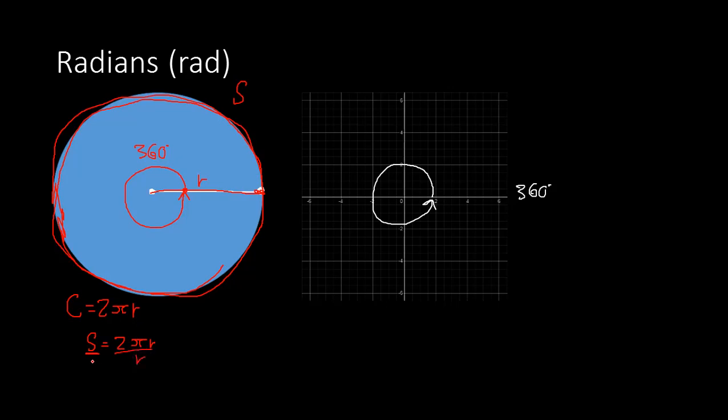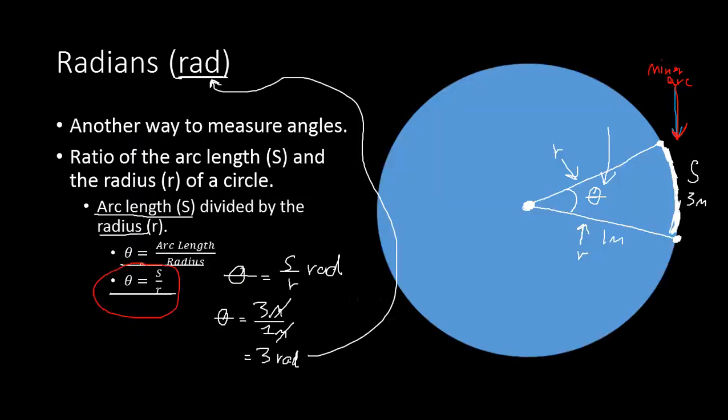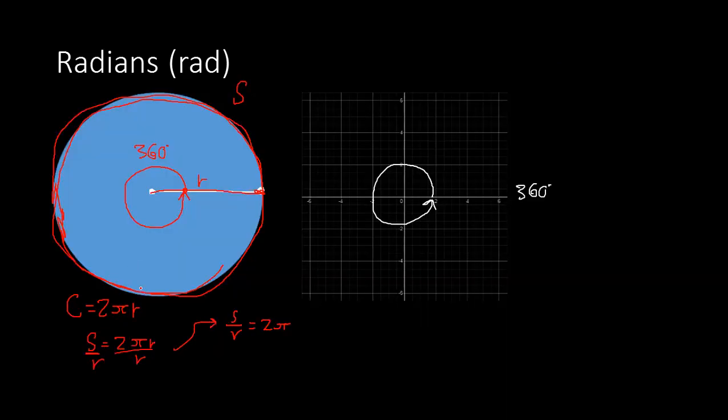Now divide both sides by r. So you will have S over r is equal to 2 pi. Remember that S over r is equal to theta. Therefore, we substitute theta for S over r, so you have an angle of 2 pi. Since we're now referring to an angle, don't forget the radians. So we can say that 360 degrees is the same as 2 pi radians.